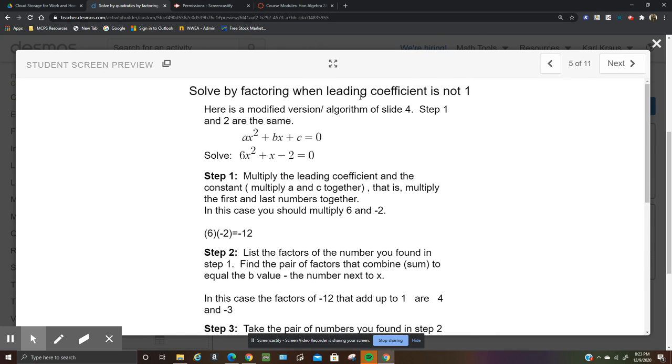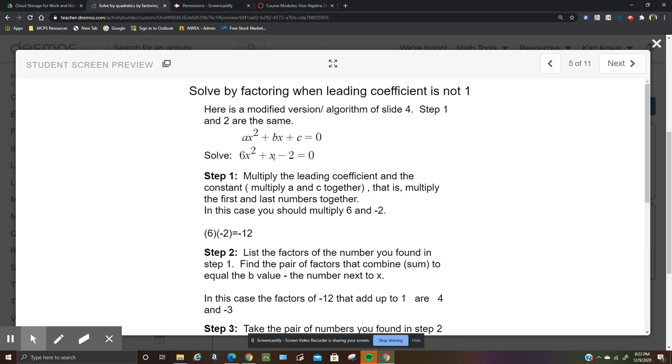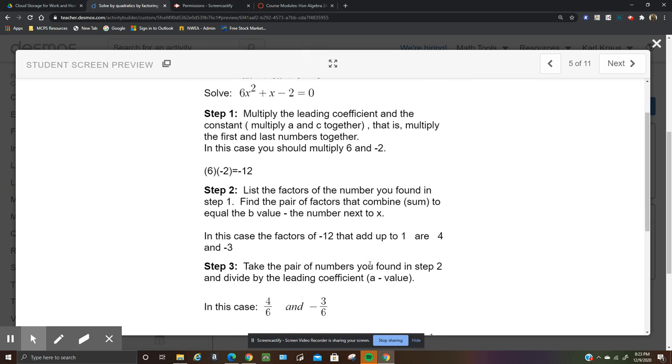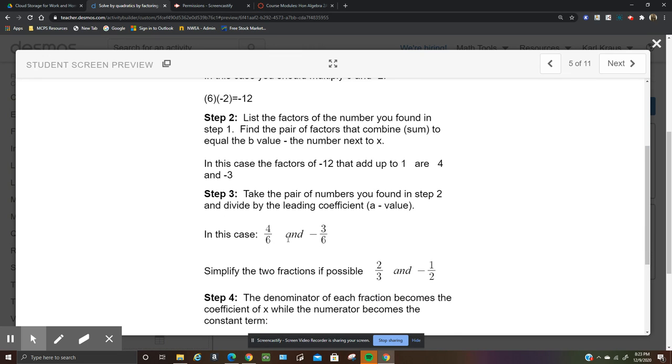So here's the same algorithm, a modified version of that algorithm. The first two steps are the same. I'm still going to multiply a and c together, and then I'm going to find the factors of negative 12 that add up to 1, which are 4 and negative 3. But then the next step I can do is just take these two numbers, 4 and negative 3, and then divide by the leading coefficient, the a value. So 4/6 and negative 3/6, and then simplify those two fractions.